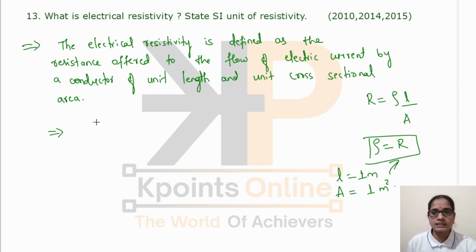And they have also asked the SI unit of resistivity. The SI unit of resistivity is ohm meter.